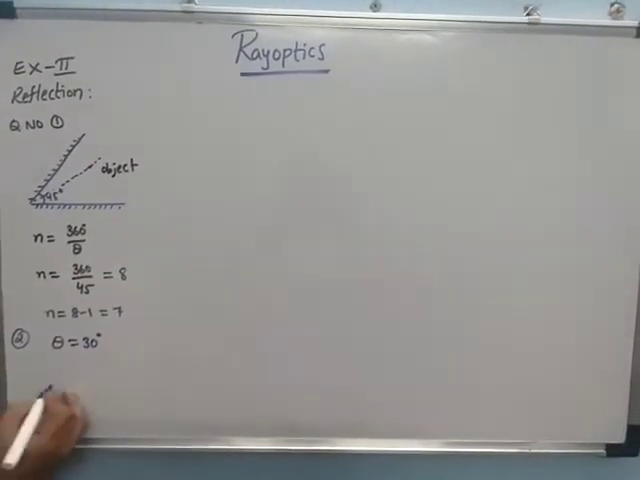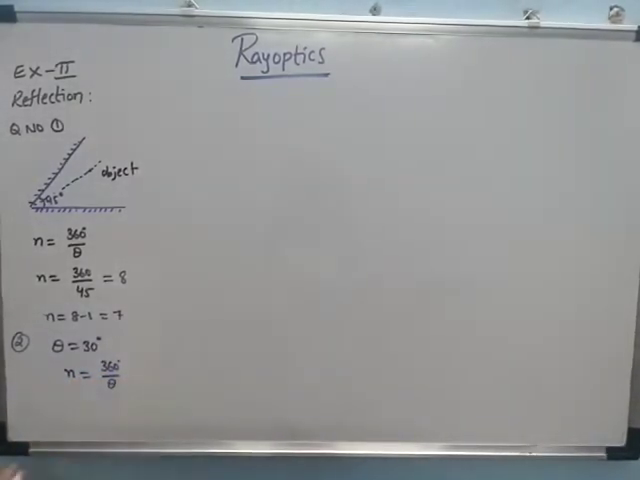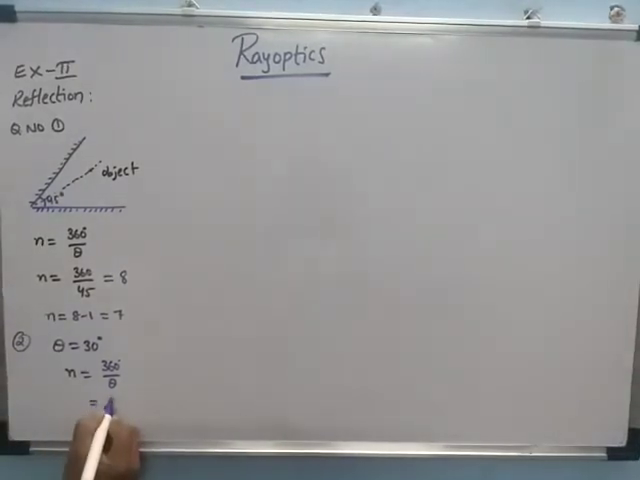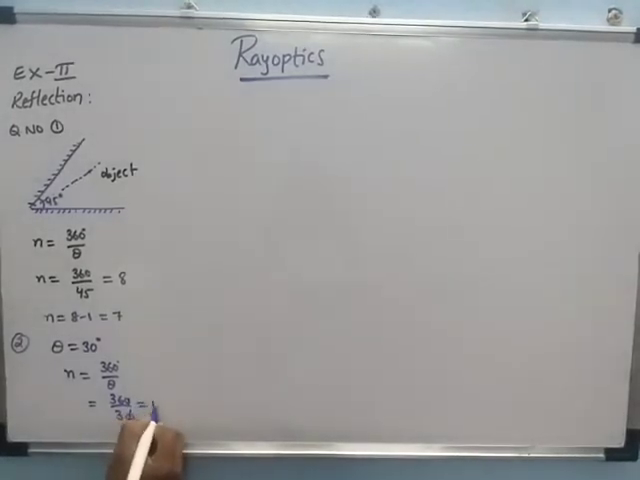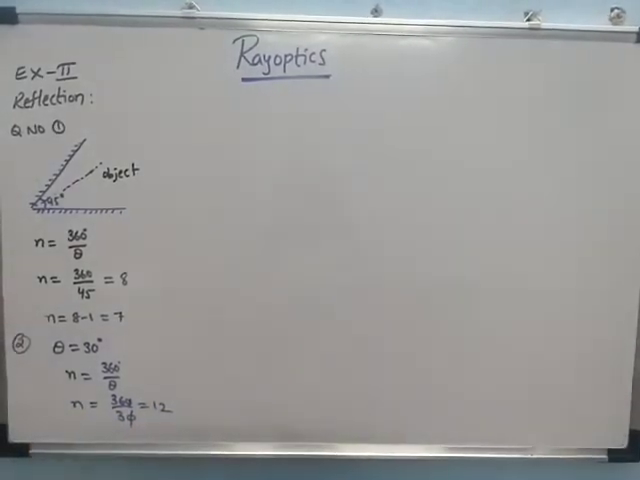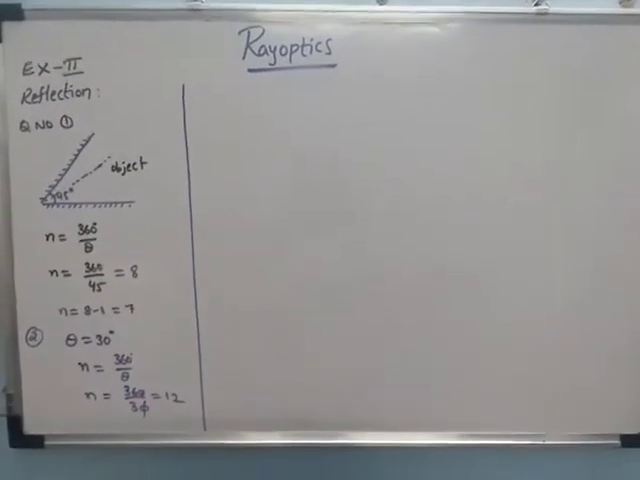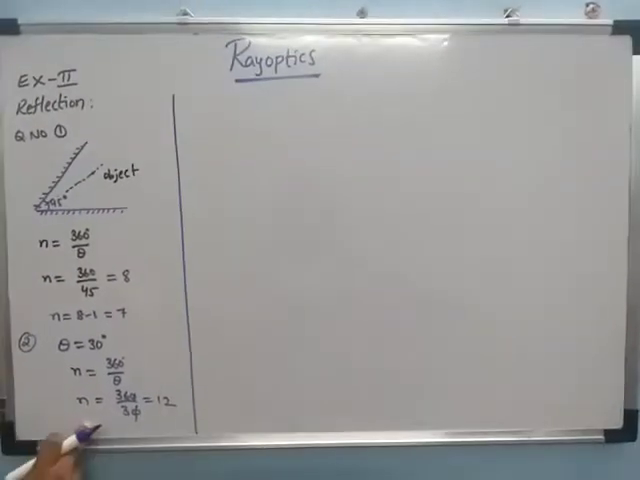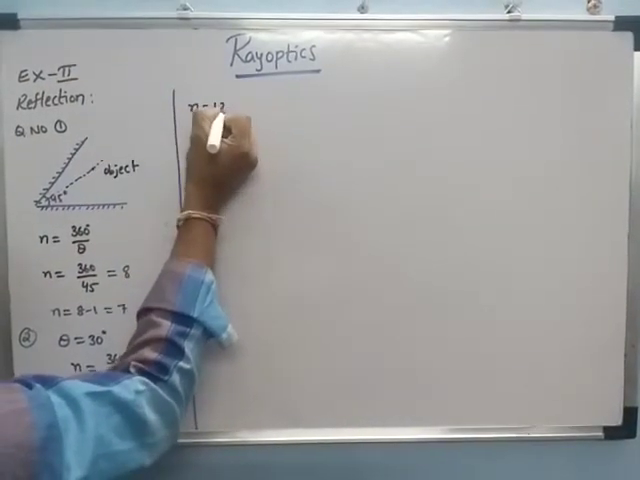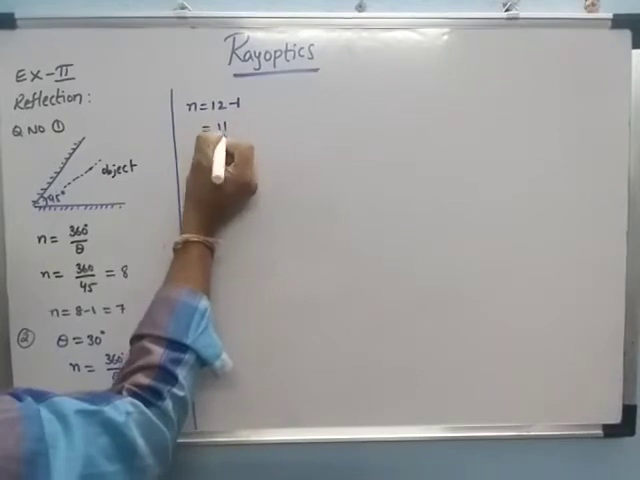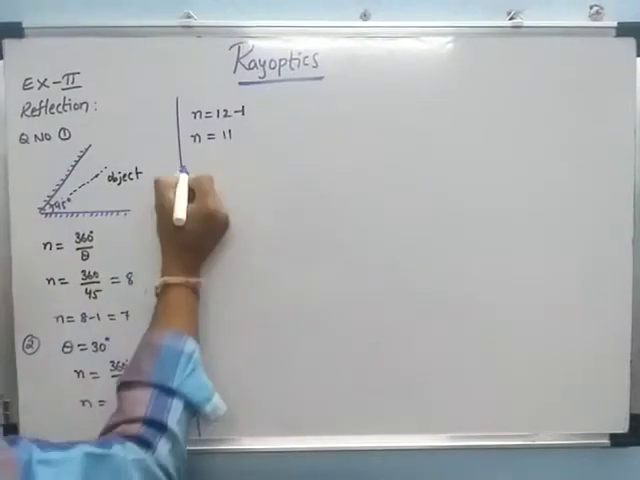The principle is that the number of images n is equal to 360 degrees by theta. Now theta is given as 30 degrees. 360 by 30. Cancelling, 12 times. The number of images is 12. Now 12 is again an even number, and for an even number we again subtract 1. This is 12 minus 1, that is equal to 11 images. Let's see question number 3.